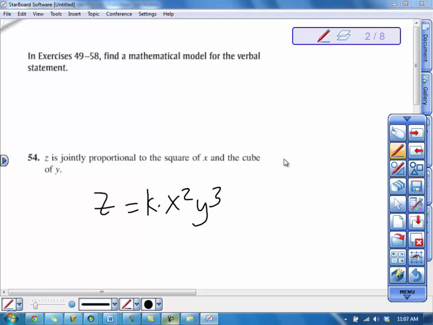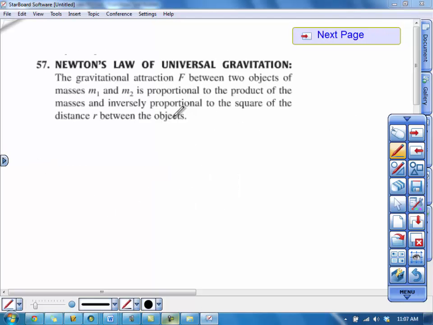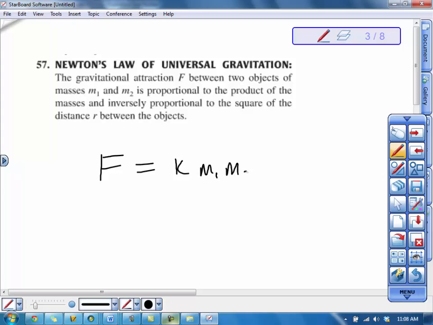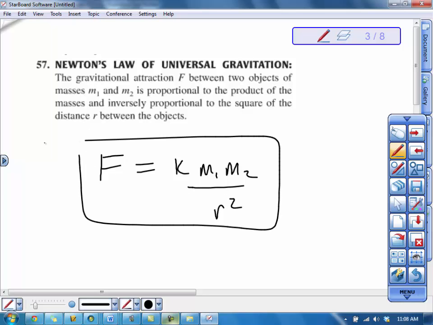Okay. Other ones like this, Newton's law of universal gravitation says the gravitational force between 2 objects of masses m1 and m2 is directly proportional to the product of the masses and inversely proportional to the square of the distance r between them. So this would be the formula that we would write. So know how to convert English to math.